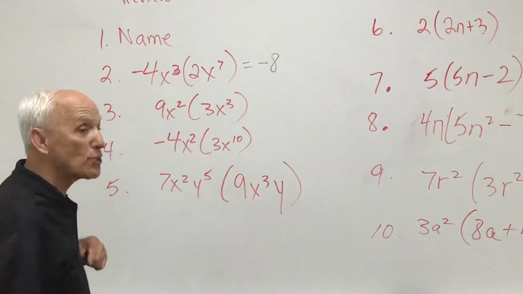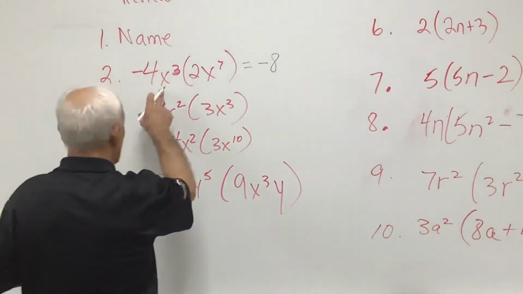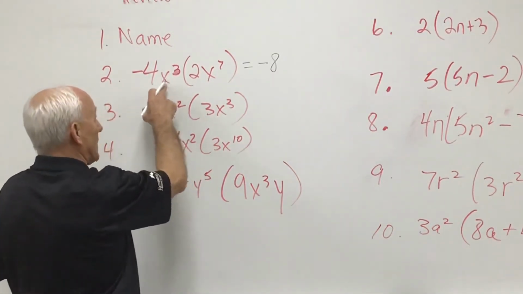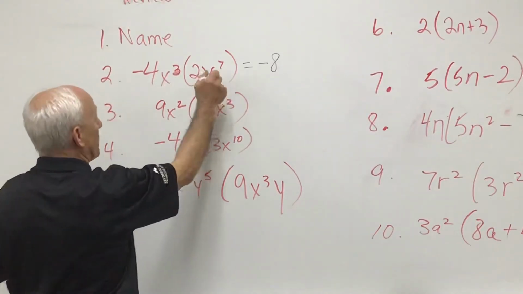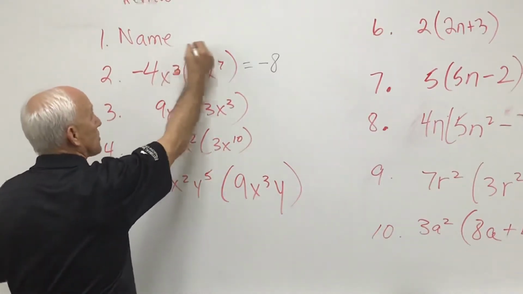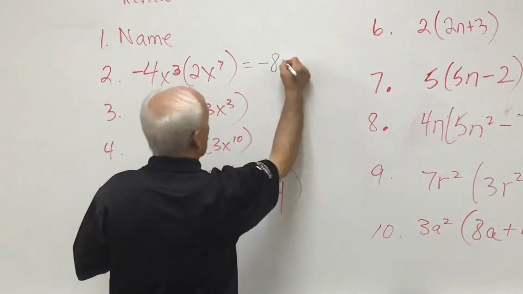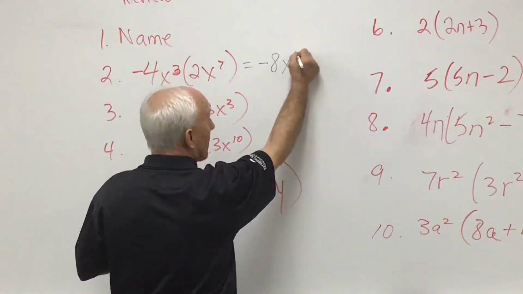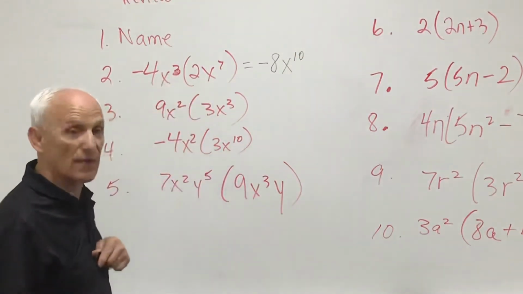We're done with the coefficient part, aren't we? Then we go to the variable part, x to the 3rd times x to the 7th. And remember, the short way to do it is just add your two exponents and come up with x to the what? That's correct, x to the 10th, correct?